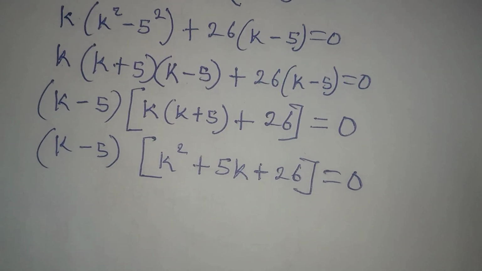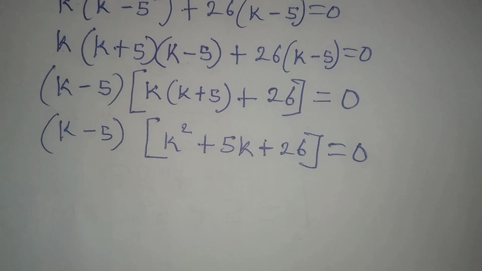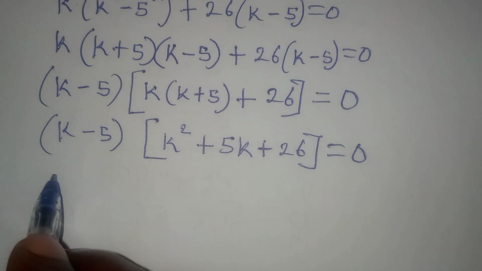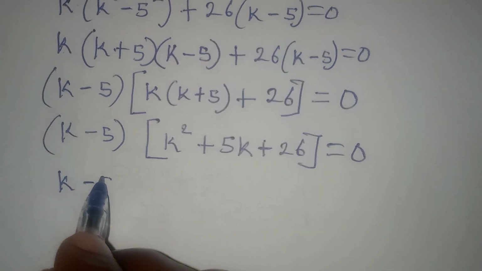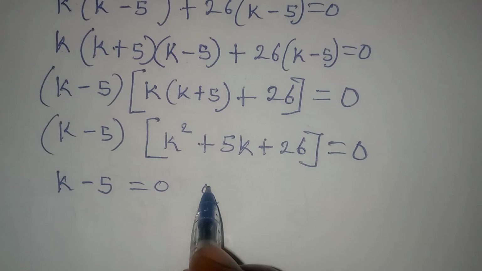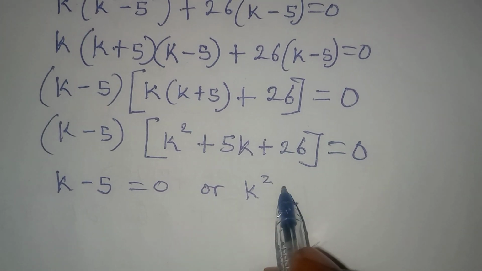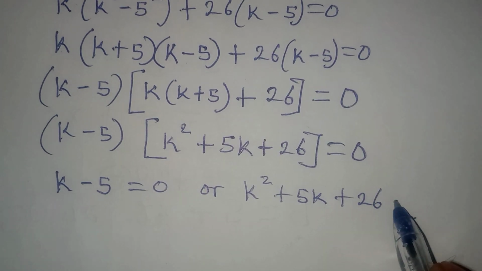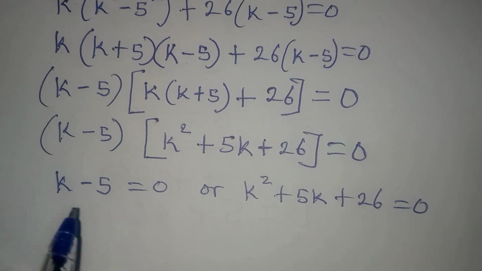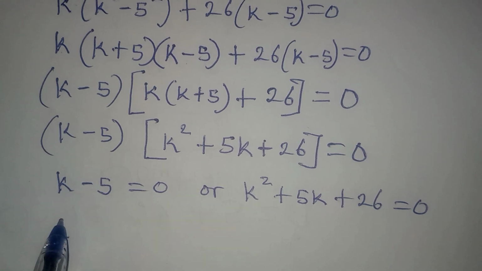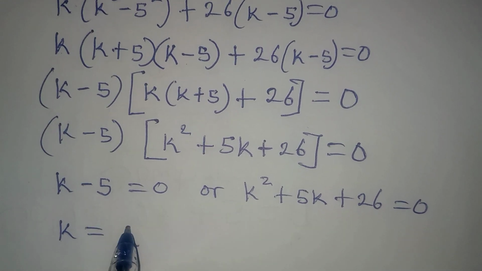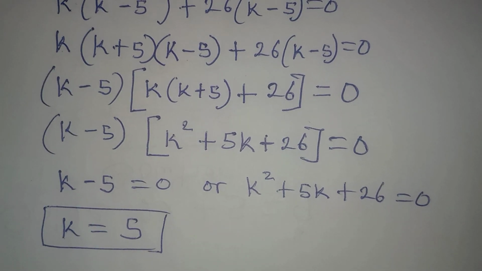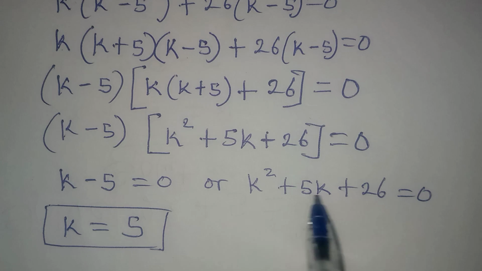And this means that it is either k minus 5 is equal to 0, or the whole of this is equal to 0. Now let's give it a try. We have k minus 5 equal to 0, or k squared plus 5k plus 26 equal to 0. From here we have the solution already. K is equal to 0 plus 5, and that is 5. Now we are going to get back to this, but before then, let's pick out this quadratic equation quickly.